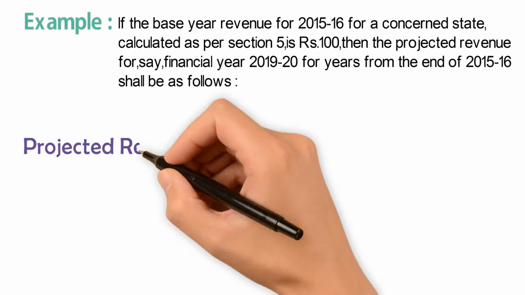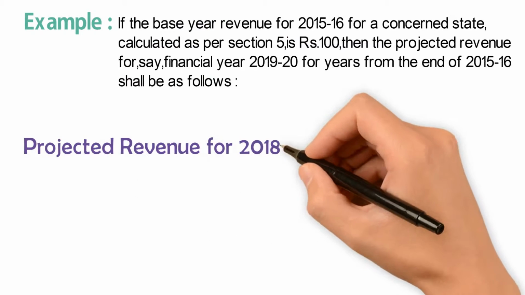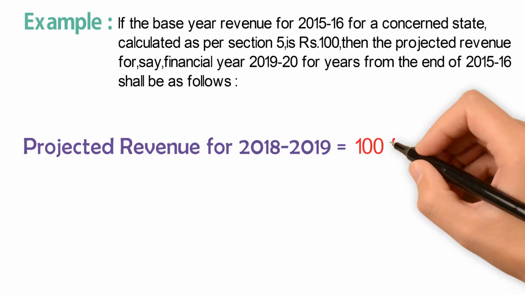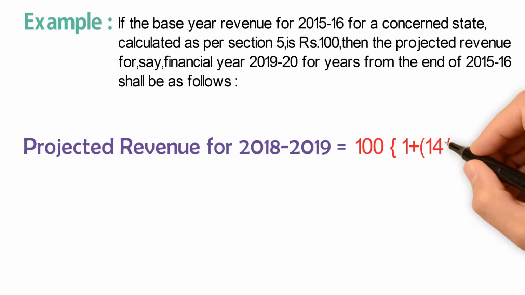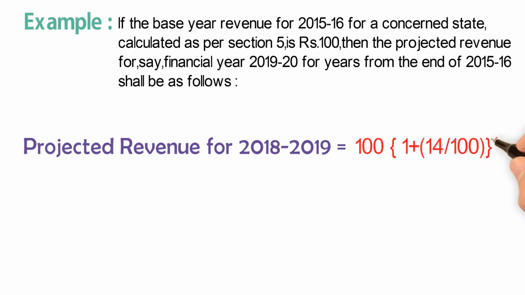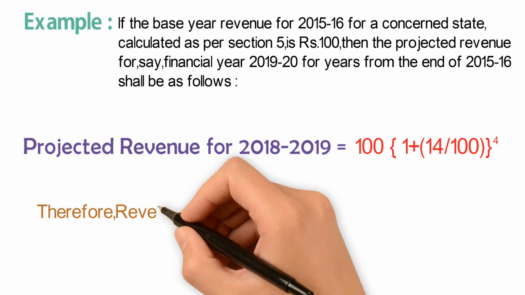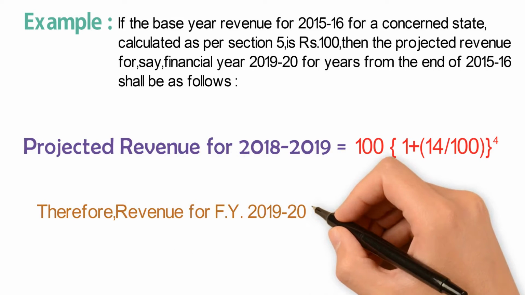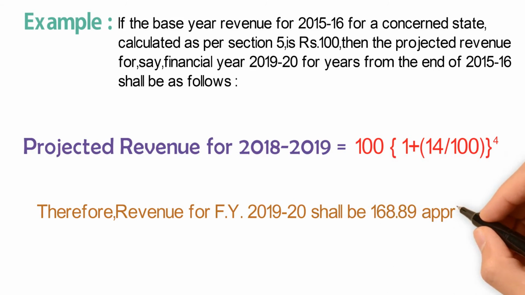Projected revenue for the year 2018-19 is equal to 100 × (1 + 14/100)^4. Therefore, revenue for the financial year 2019-20 shall be 168.89 approx.